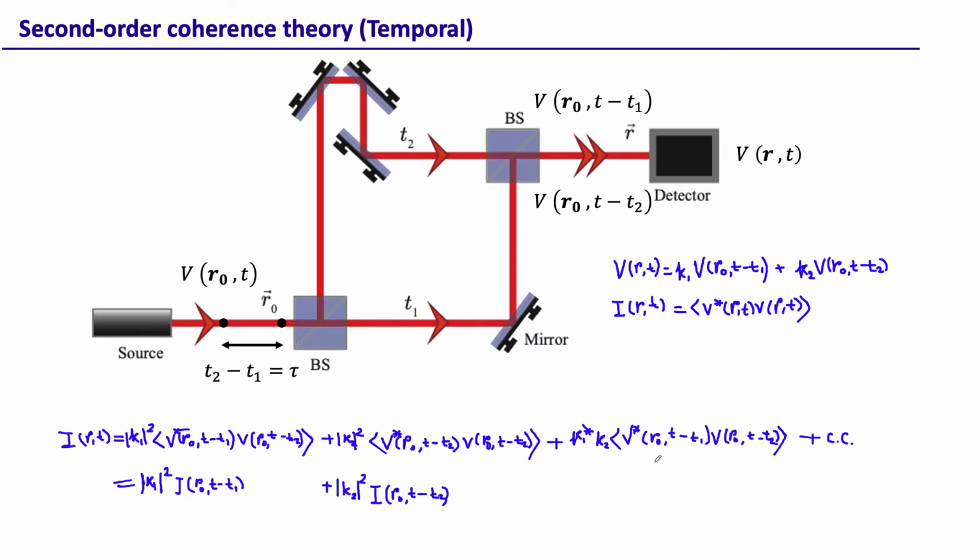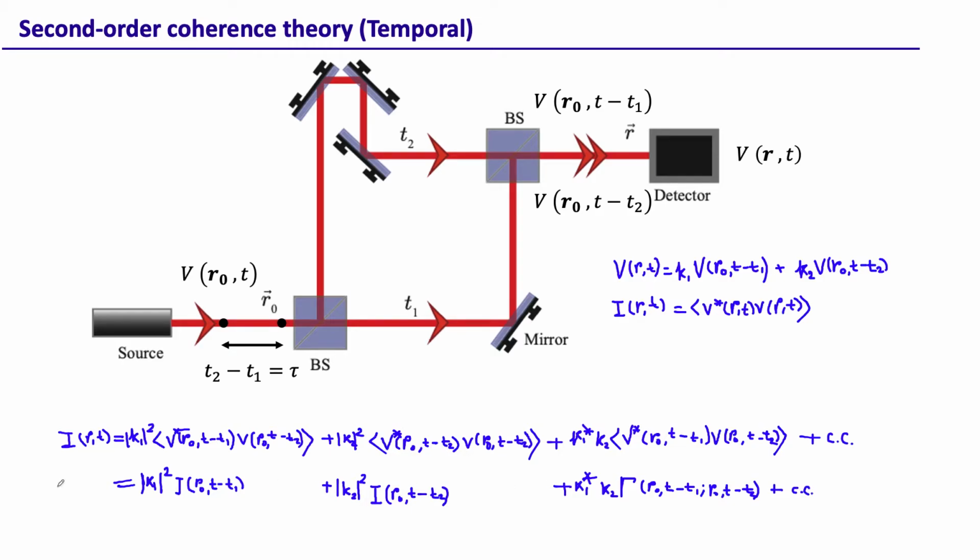Okay. Now this quantity, this is the cross term, so this is just the cross correlation function, and so this we write as k1 star k2, and then this cross correlation function gamma r naught, t minus t1, r naught, t minus t2. So that's the cross correlation function, of course the complex conjugate.